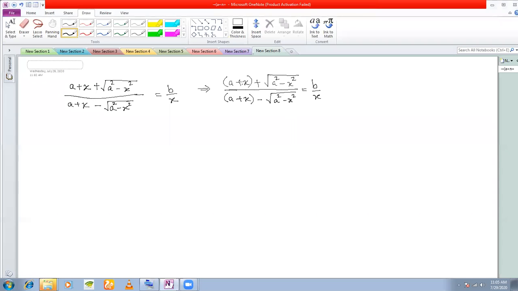Now I see there's a plus sign here and there's a minus sign here. That means if I apply componendo and dividendo, that is if I add and subtract the numerators, certain terms are going to cancel. So by componendo and dividendo, I can write this is your numerator, and in the curly brackets you have your denominator.